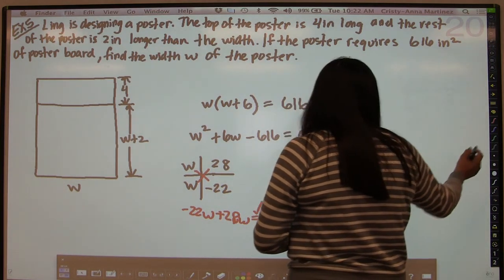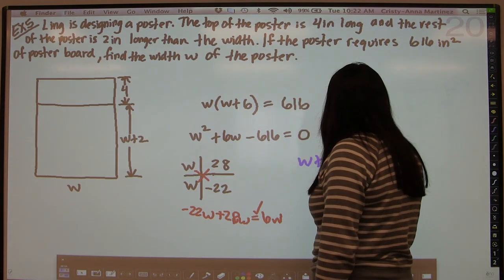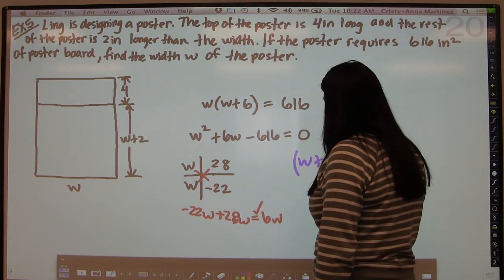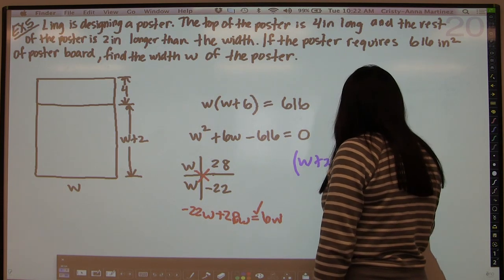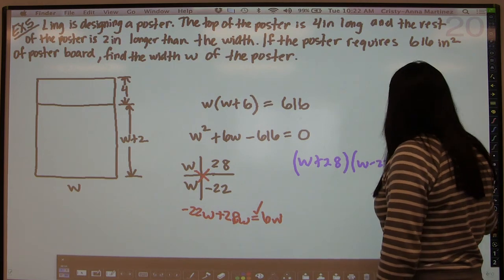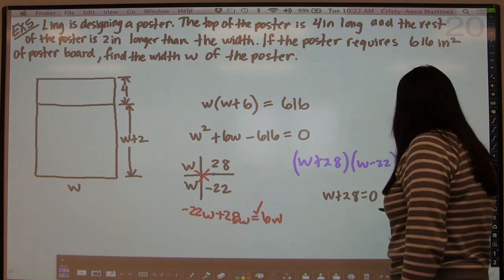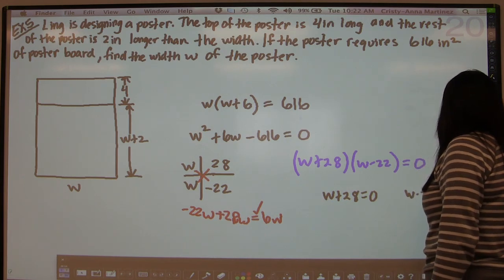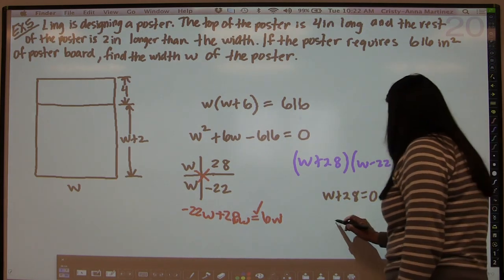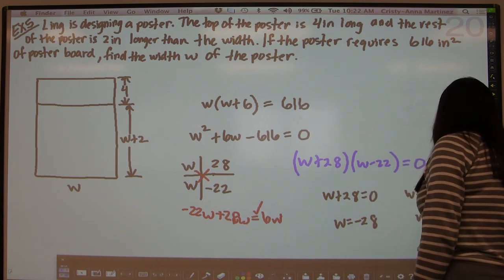And so our factored form is going to be W plus 28, and our other factor is going to be W minus 22, equal to 0. So when you solve this, you're going to get W plus 28 equals 0, and W minus 22 equals 0. So in this case, W equals negative 28, and in this case, W equals 22.